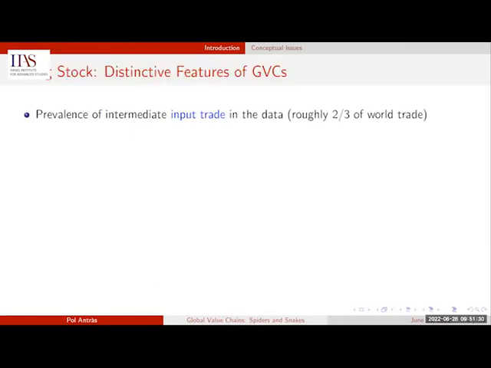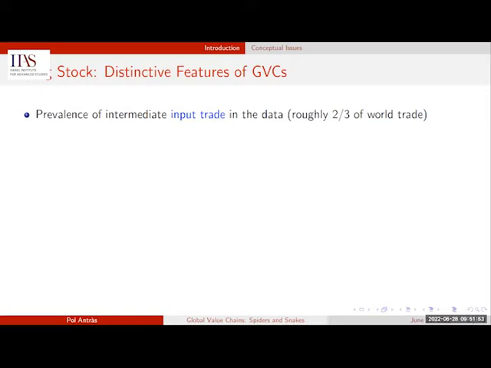Okay, conceptual issues. Let me take stock, and then move on to frameworks: what do I take out of this? Many things, of which I'm going to focus on a subset. First, input trade is important, estimated to be 2/3 of world trade. There are models in which firms face demand for their goods and they export those goods to consumers, but that's 1/3 of world trade.